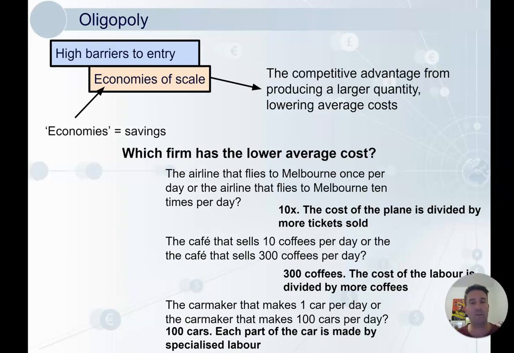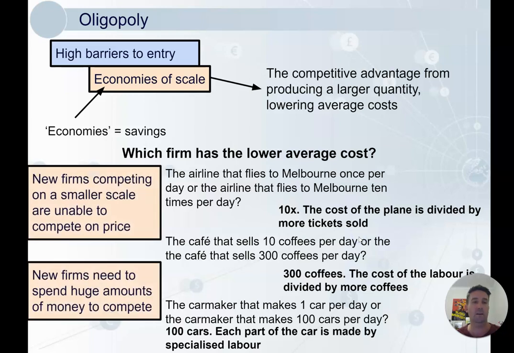So the takeaways from this are that new firms competing on a small scale are unable to compete on price. It is really difficult. If you try to start an airline that only does 1 flight per day, it'll be too expensive. You can't do it. New firms need to spend huge amounts of money to compete. So airlines, you're looking at probably hundreds of millions of dollars to be able to start competing, right?